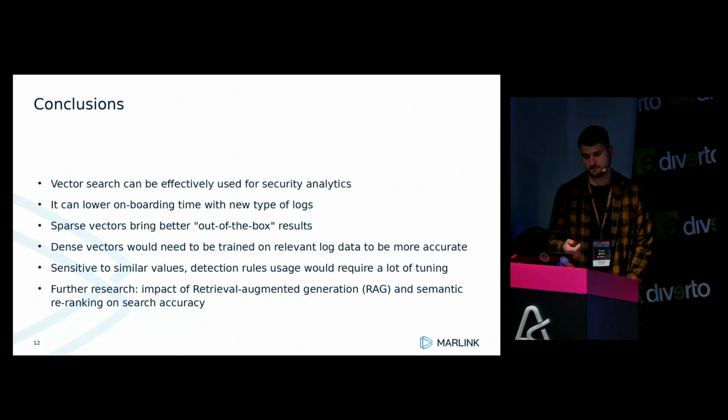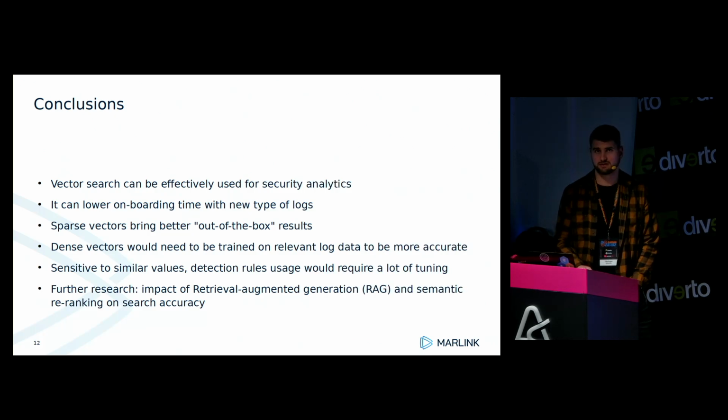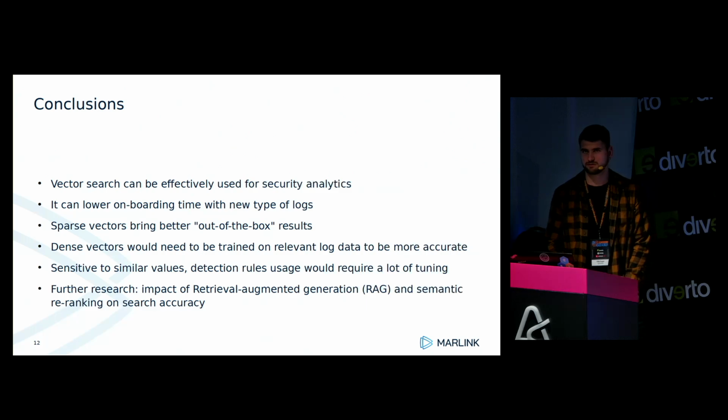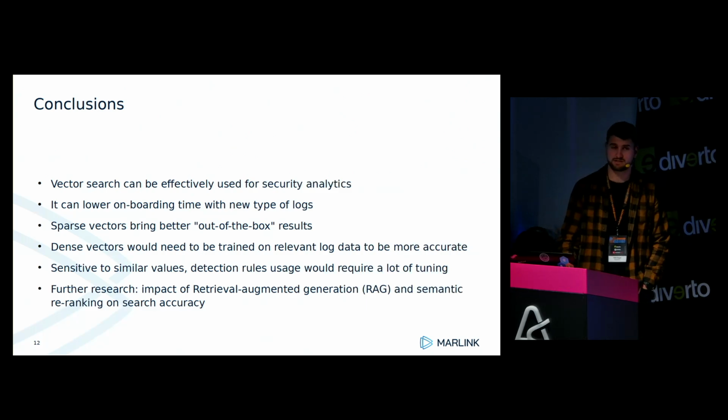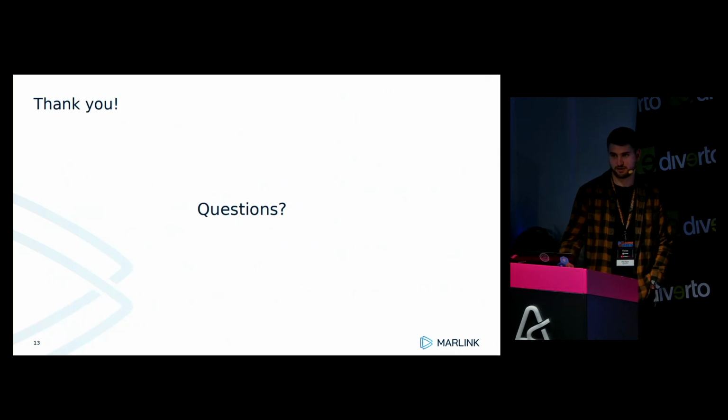If we talk about using this for detection rules, it's actually sensitive to similar values. So it might require a lot of tuning, maybe some kind of hybrid search that Elasticsearch supports. And for further research, I would like to see the impact of retrieval augmented generation and semantic re-ranking on search accuracy. That's it. Thank you. Any questions?